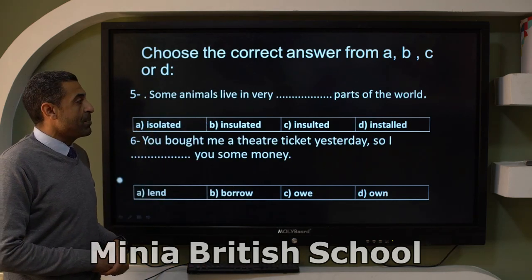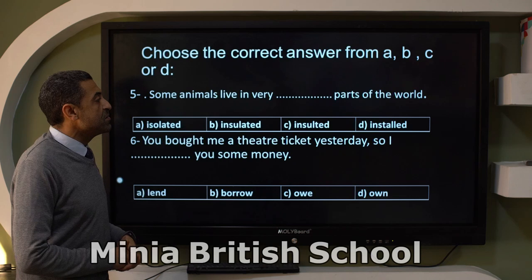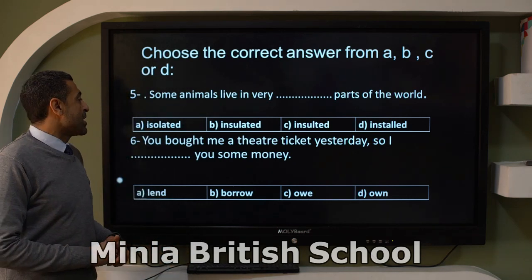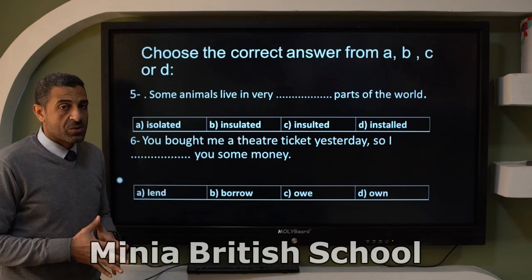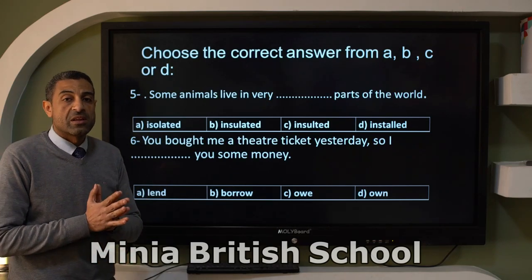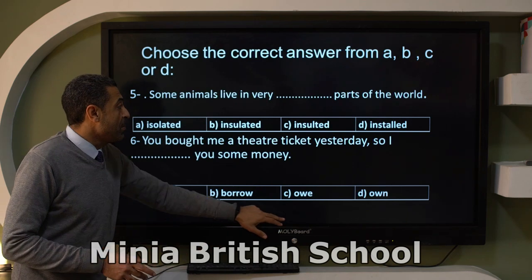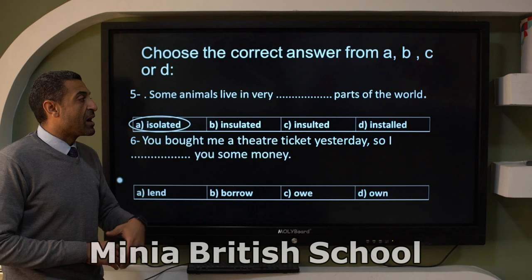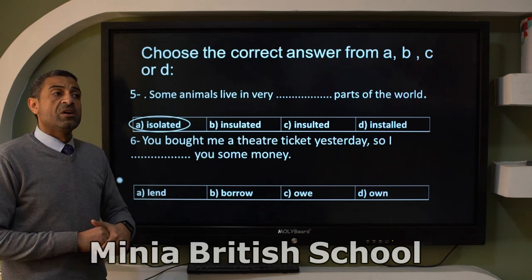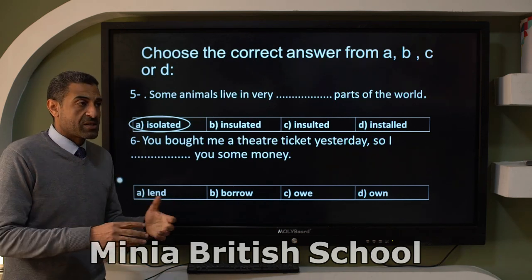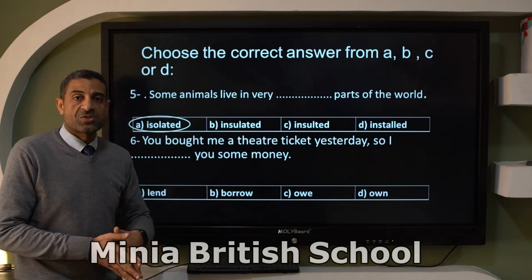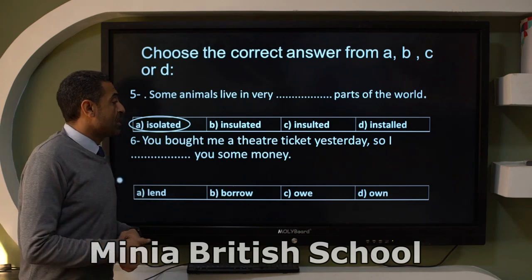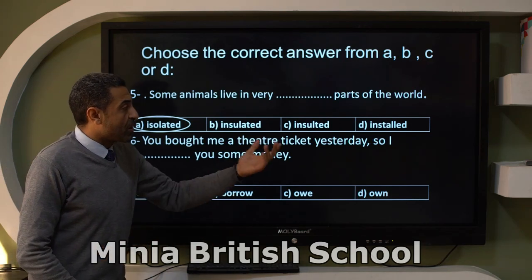Number 5: Some animals live in very blank parts of the world. Some animals live in isolated parts of the world. Isolated parts do not have people or other animals living in them. They are very far away parts of the world.